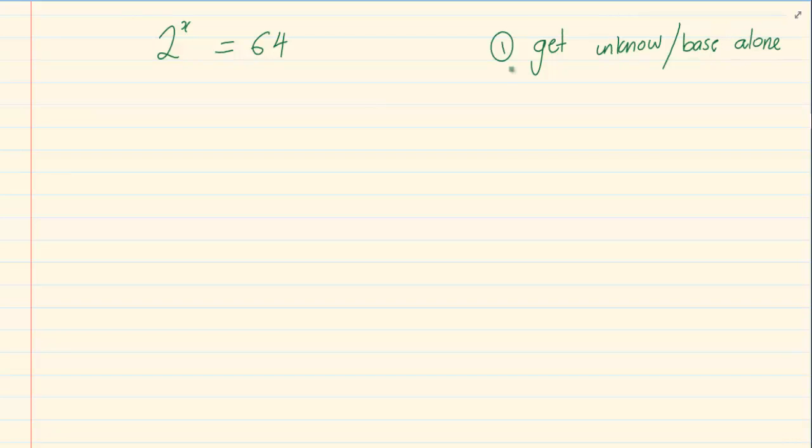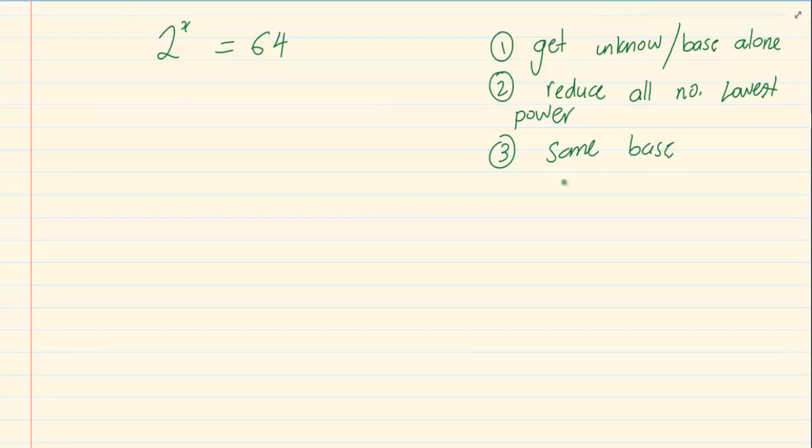Now, in grade 9, the basic solve for x you would have learned is that if you are given an equation, meaning it has an equal to sign, the first thing you would do is try to get the unknown and its base alone. Then you're going to reduce all the numbers to the lowest powers. So you try and bring all the numbers down to its powers, and once they have the same base, you're going to cancel and solve.